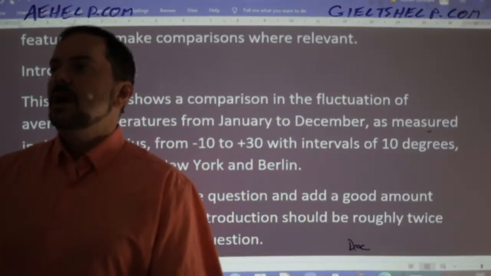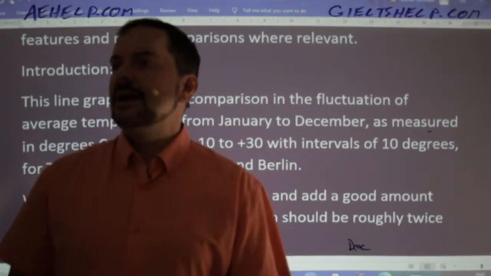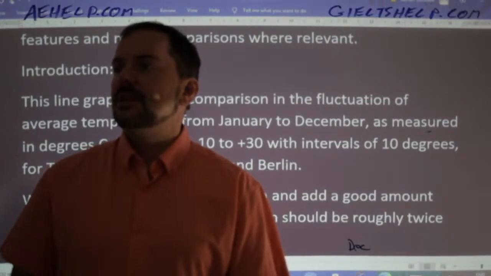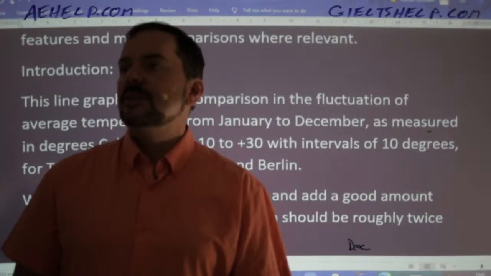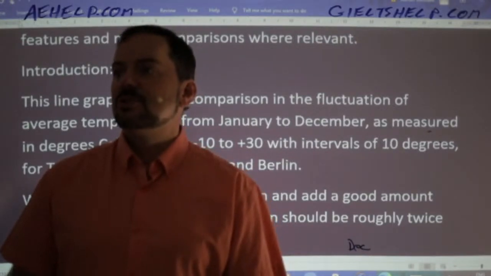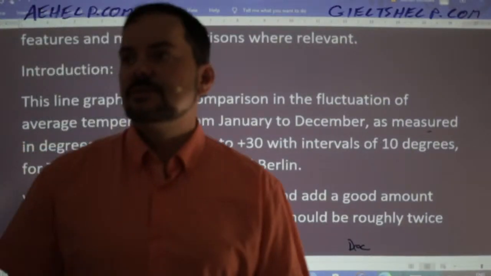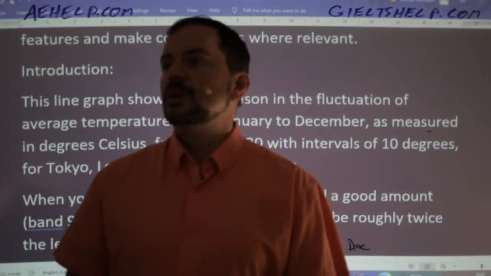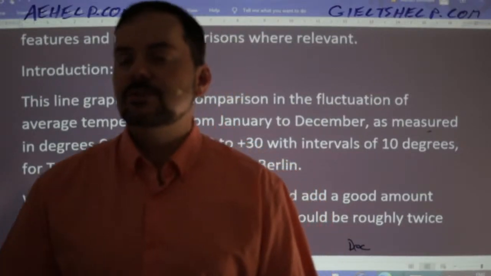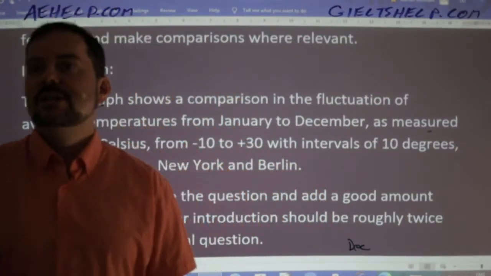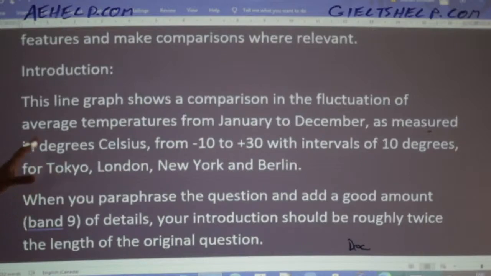Okay. Nick Hill says the line graph illustrates the comparison in the variation of monthly average temperature measured in degrees Celsius from negative 10 to 30 with intervals of 10 degrees for Tokyo, London, Berlin, and New York. Nick Hill, very good. That's very, very synonymous with my introduction as well. And it's good. So nicely done.